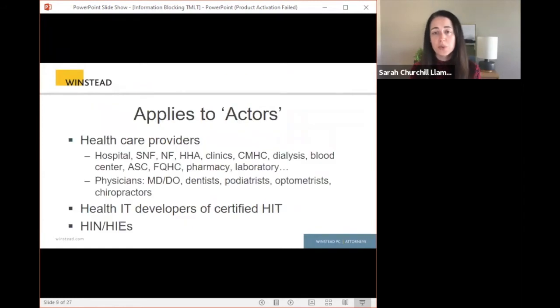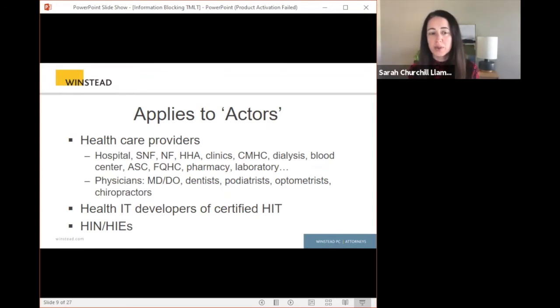Okay, so who does this rule apply to? So this rule applies to actors. We're all very used to hearing the term covered entity and who's a covered entity under HIPAA. But here we're looking for whether or not someone is an actor. So these are the folks who are considered actors.